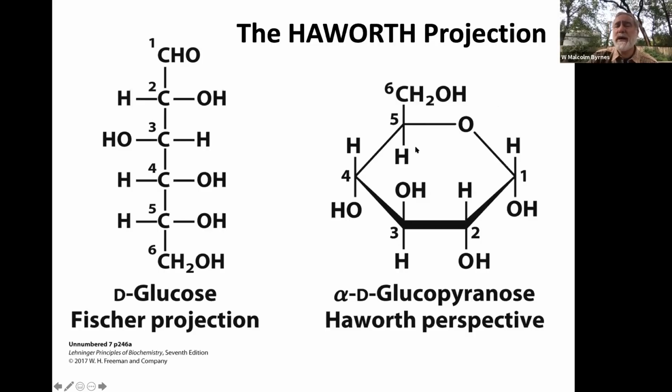So this is thought to be perpendicular with the plane, and different groups are above and below the ring. See that? So in alpha, for the D isomer, this CH2OH is pointing up, and the OH is pointing down on the opposite side of the ring. For the beta, that OH, of course, would be up there, on the same side as the CH2OH. This is called a Haworth perspective or projection, and this is the open chain form, which is shown as a Fischer projection.